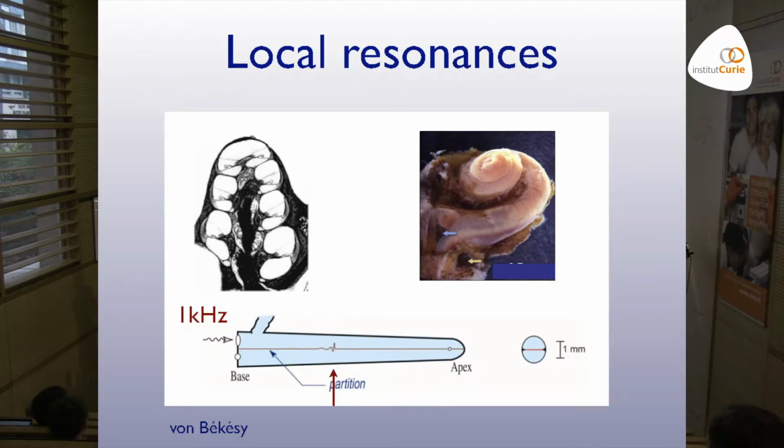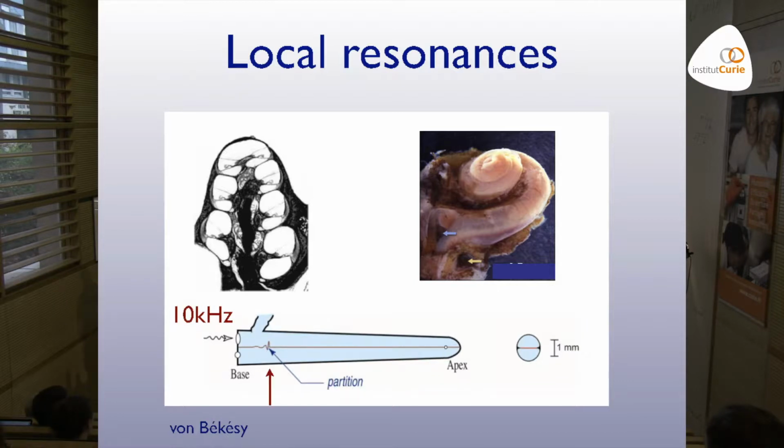So here, as an example, 100 hertz would be roughly here. The kilohertz range, which is sort of the frequency where the ear is probably most sensitive, is somewhere in the middle, and the high frequencies are resonating towards the base. And there are sort of wave-like excitations or vibrations of this basilar membrane that give rise then to these local resonances.